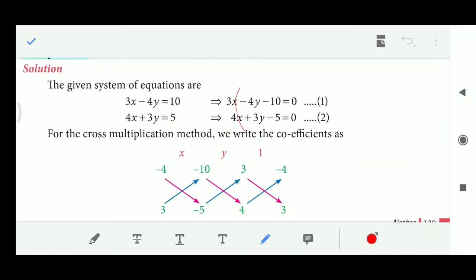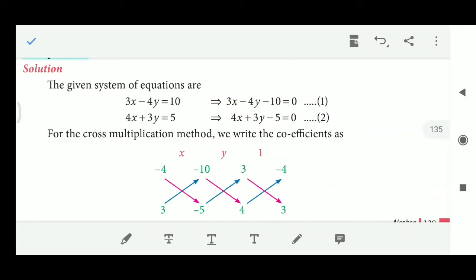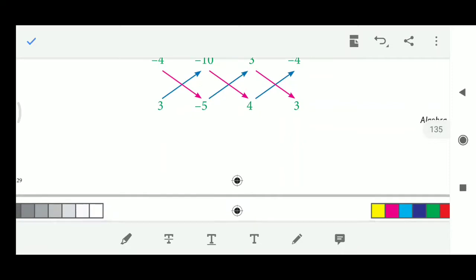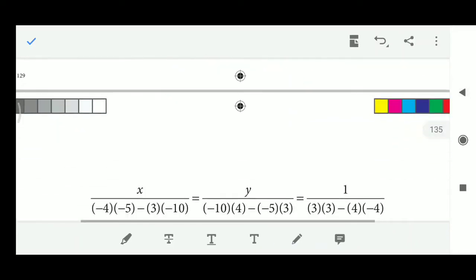Below that, you arrange the coefficients, starting from y. The coefficients of y are -4 and +3, that is the first term. Then the second one, constants -10 and -5, then again the coefficients of x, 3 and 4. Then the last, again the coefficients of y, -4 and 3. Now we find x and y by cross multiplying the coefficients. -4 into -5 gives +20. In between you put a minus, and 3 into -10 gives -30.